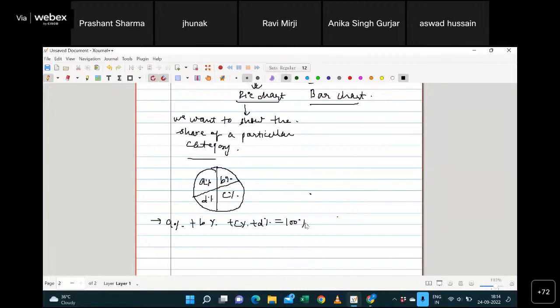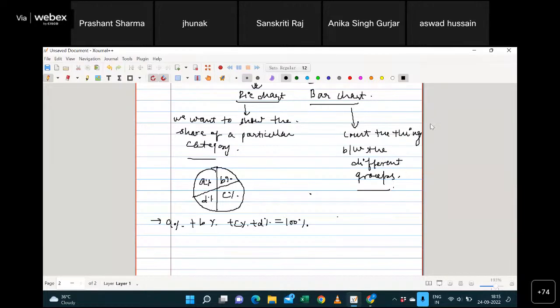Yes, clear. Yes, sir. So come to the bar chart. What is the bar chart? Bar chart is something when we are interested to show the count of a particular category, right? Or we are interested in comparing things or counting things between different groups, right? I can also say counting the things between different categories or different groups.